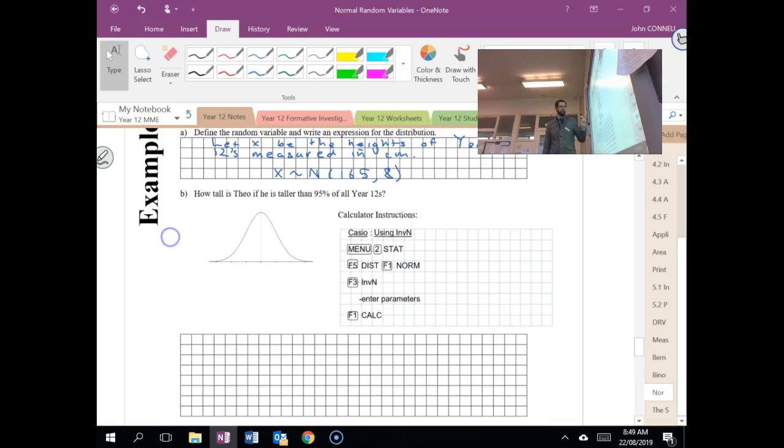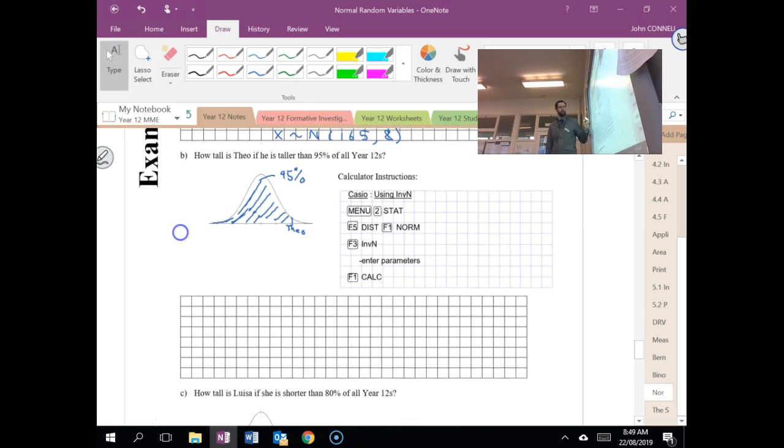Now the question is, how tall is Theo if he is taller than 95% of all Year 12s? So if we go out here, and I'll put a line there, that would roughly be Theo. Because to the left of him, all the way down and off to infinity, he's got to have 95%, because he is taller than 95%. So there's got to be an area of 95% to the left of Theo. So how tall is he?